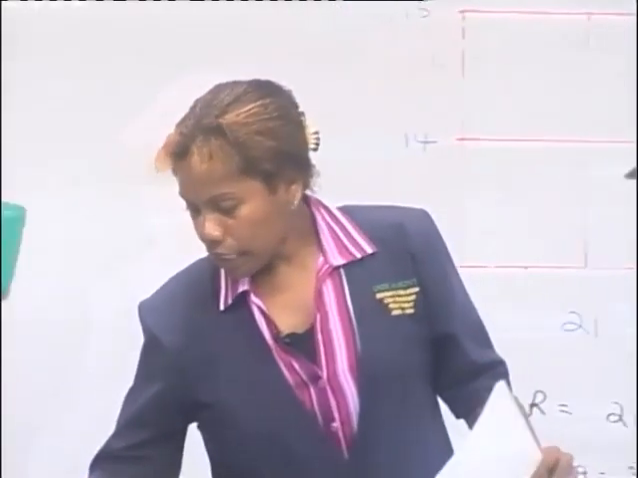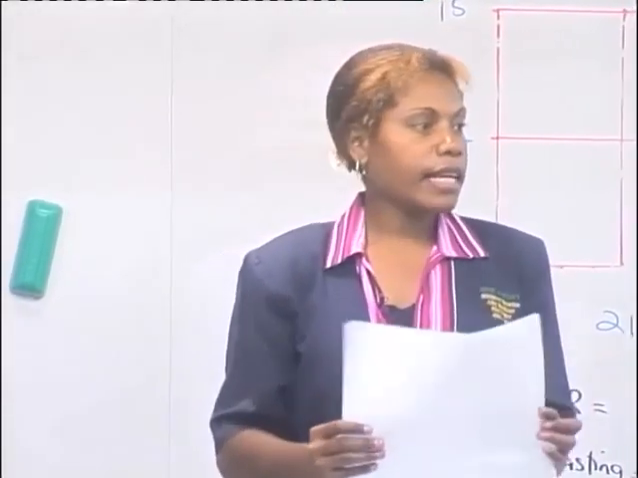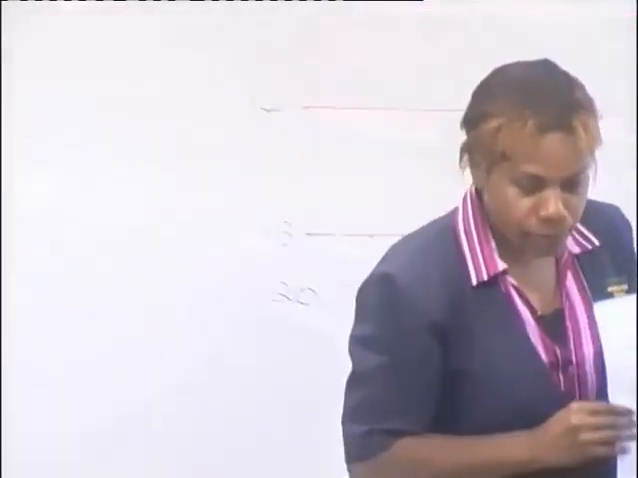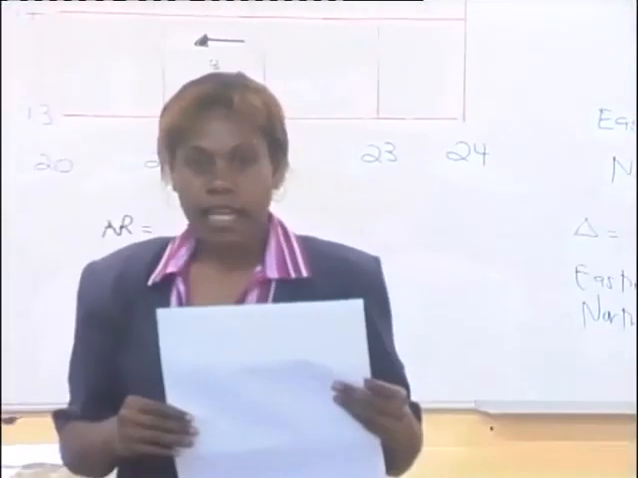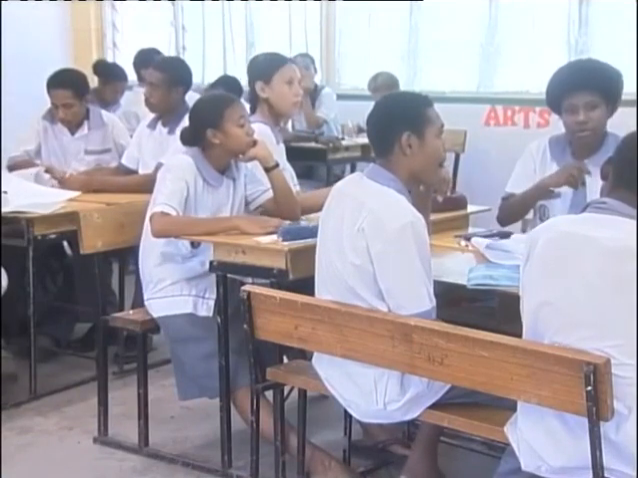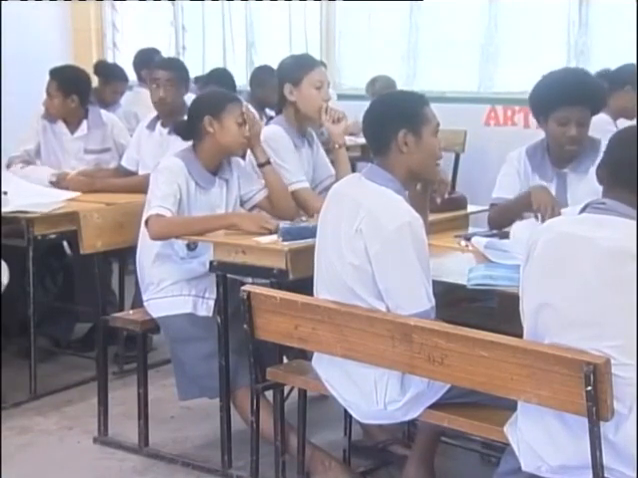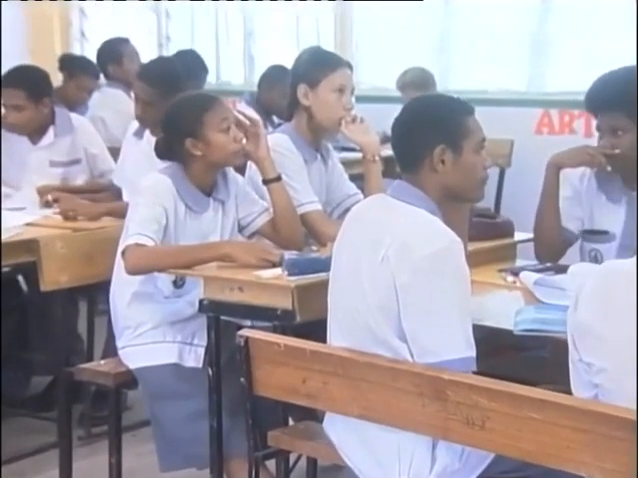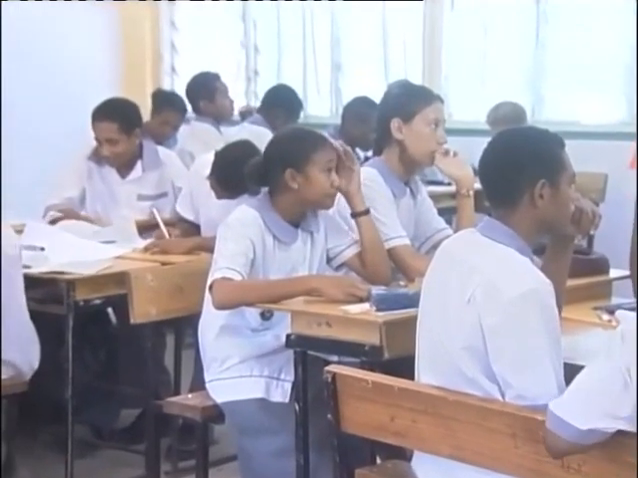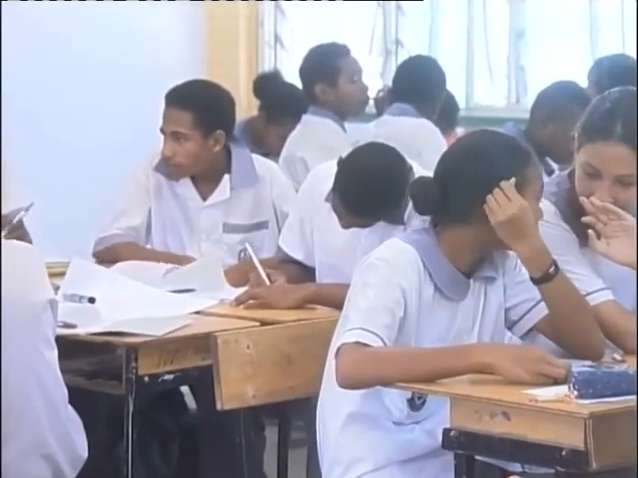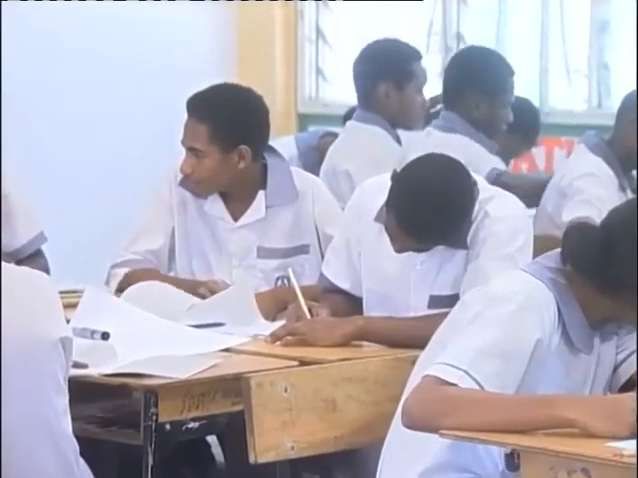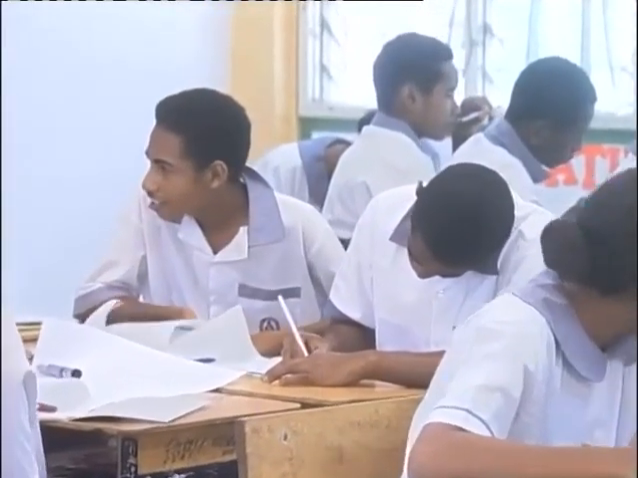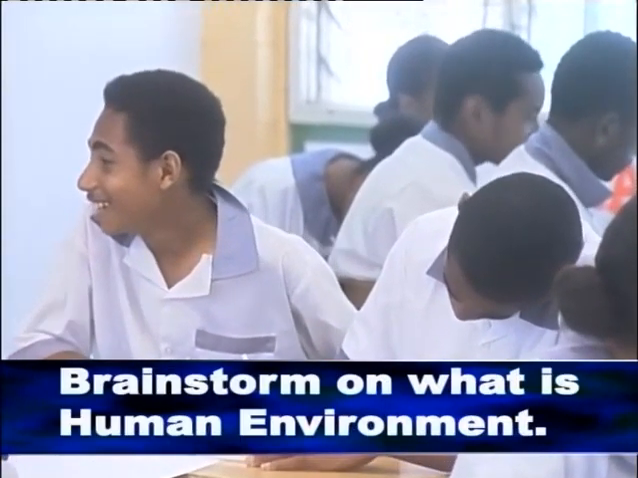We said our topic is human environment. Now in your groups, quickly, I am going to give you 3 minutes. Timekeeper, 3 minutes. I'd like you to brainstorm on the word human environment. Group leaders, brainstorm on the word human environment onto your paper. Timekeeper, you have 3 minutes. No further explanations.